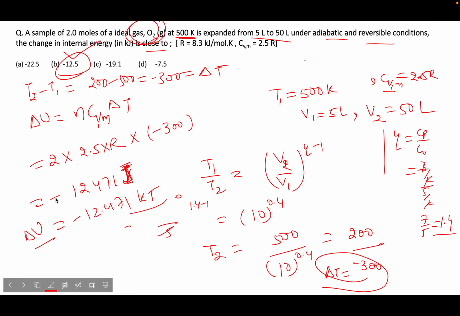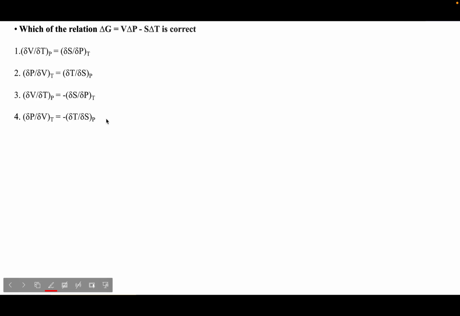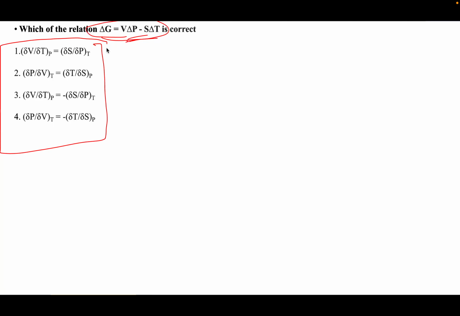Okay, next question. Which of the relations is correct? This equation is given, this is from Maxwell relations, and we need to find which one is correct in this.